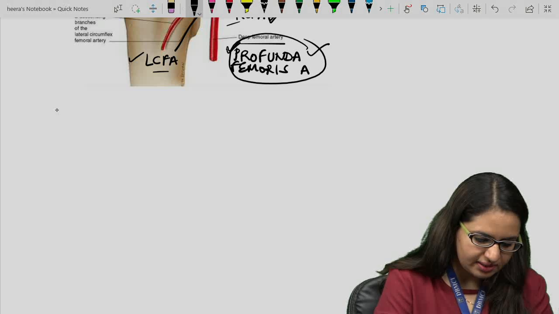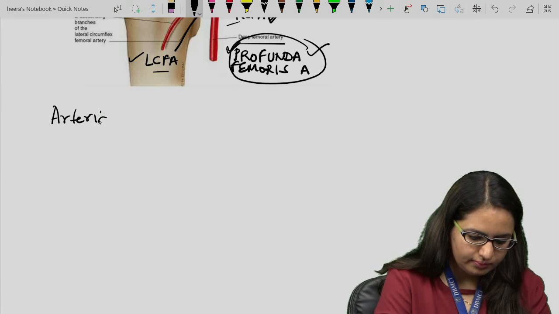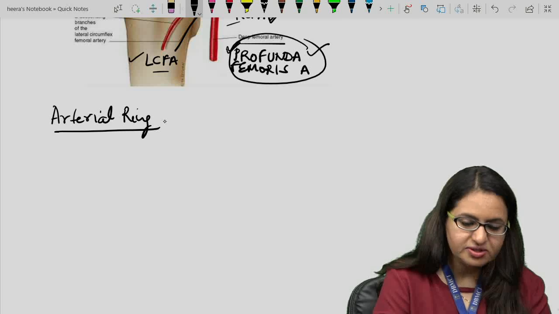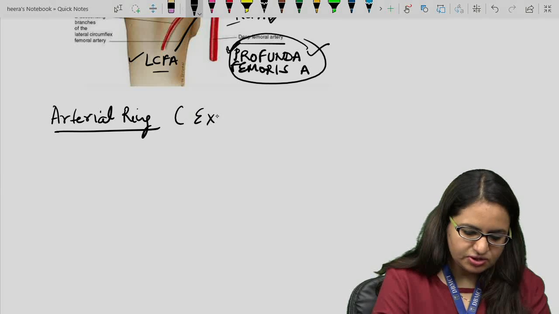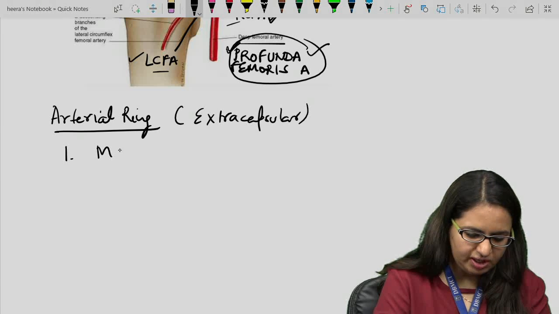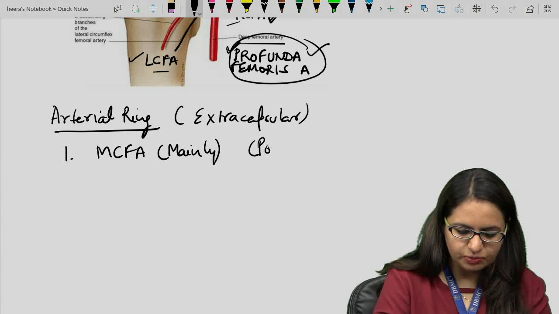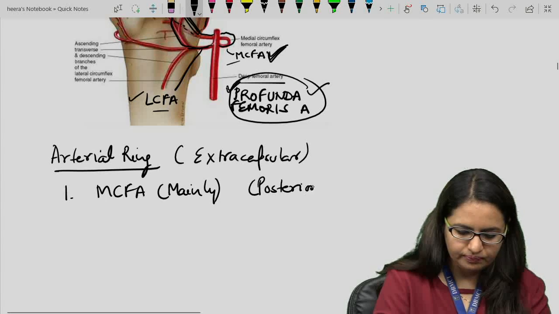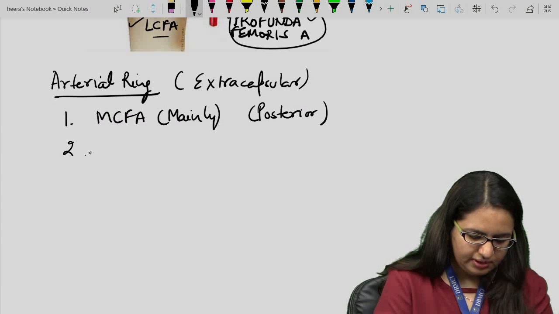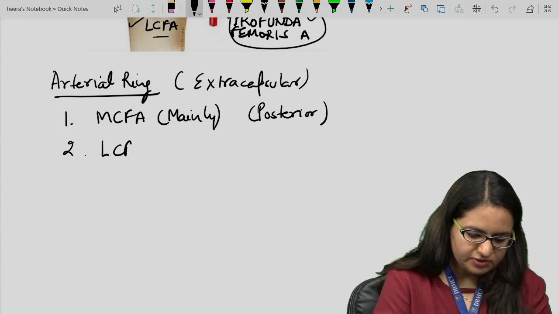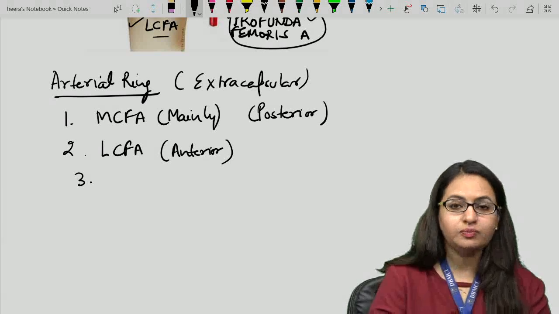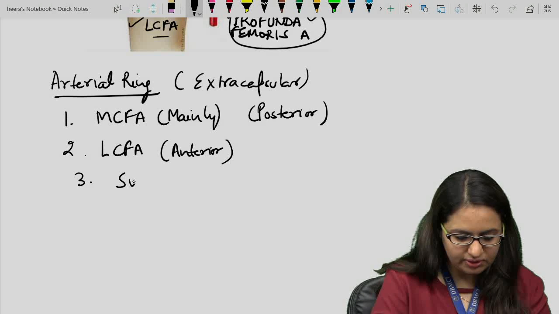Now, when we talk about this arterial ring, which is present at the base of the neck, this is extracapsular, and this arterial ring is formed mainly by the medial circumflex femoral artery, and it is towards the posterior side. Then it is also contributed by the lateral circumflex femoral artery, which is on the anterior side. Apart from this, it is also getting contribution from the superior and inferior gluteal arteries.